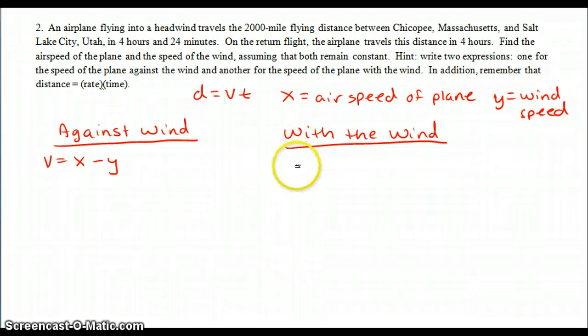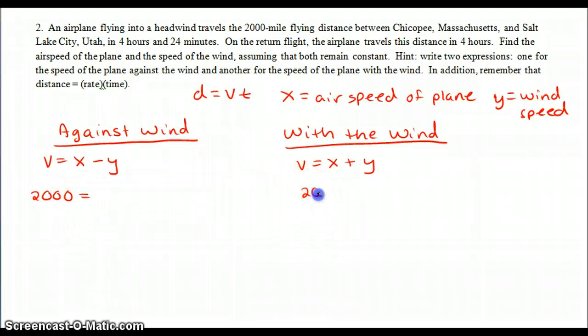Your total velocity with the wind, in this case, your wind is actually helping you. So you don't only have the airspeed of the plane, but then you also have the addition of the wind, which is helping you. So v is going to be equal to x plus y. Okay, now we can use distance equals velocity times time to write our equations. So notice that distance is going to be a constant 2,000.